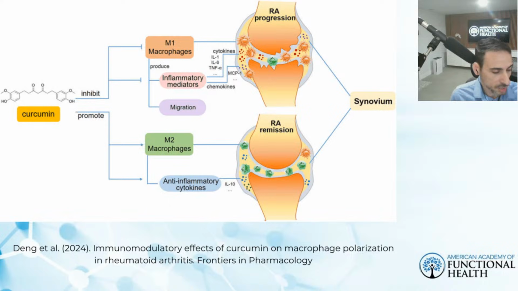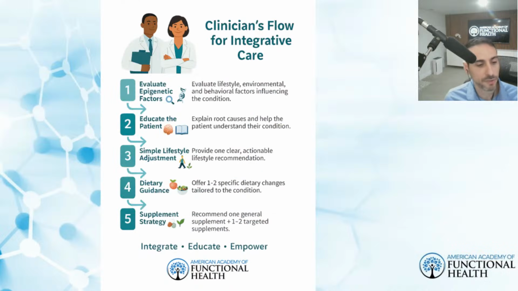So let's take a look at the next picture, which is kind of the clinician's flow for integrative care. This is the flow that we always talk about. First we want to ask, when a patient is in front of you, what's causing those symptoms? What's causing that condition? We want to go beyond just telling the patient it's genetic or old age.